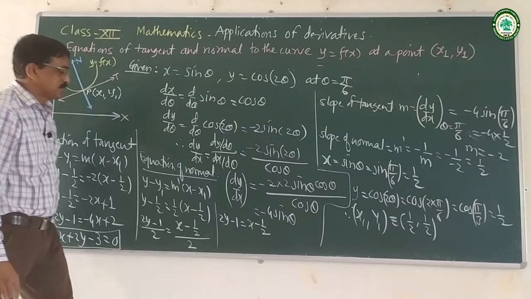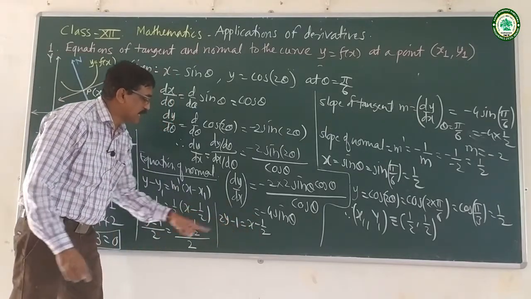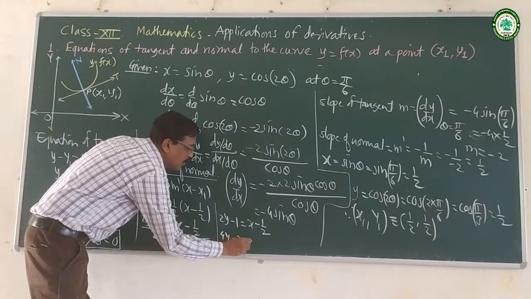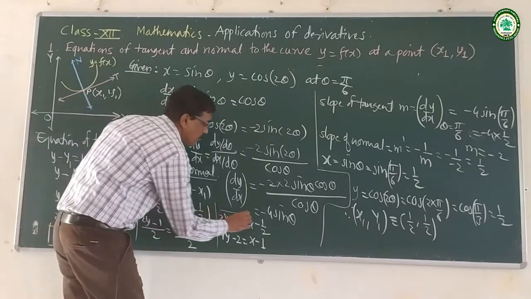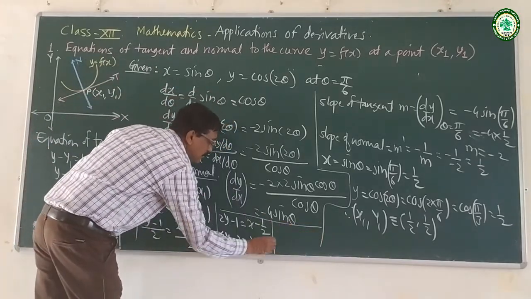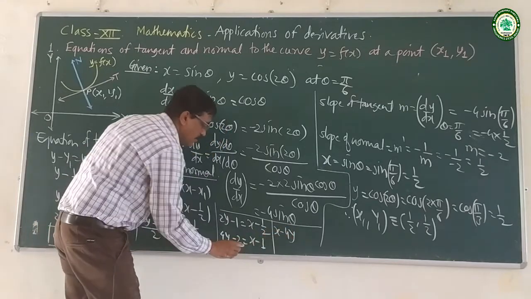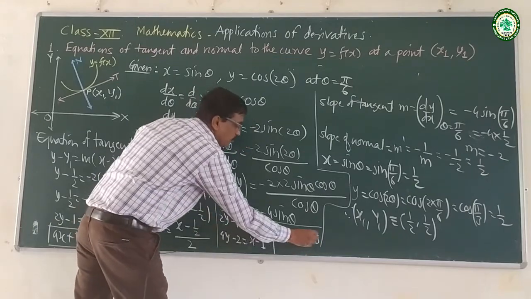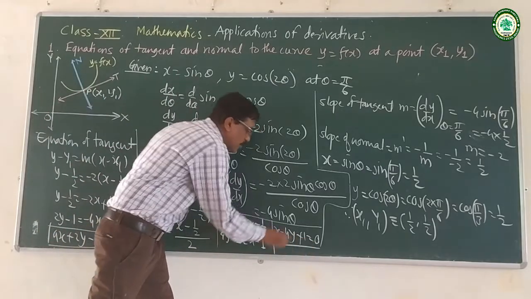Simplify it. So 2 into x, 2x minus 1. Take this 2 to the left side into 2. So 4y minus 2 is equal to x minus 1. So finally it is x minus 4y minus 1 plus 2, it is plus 1 is equal to 0. So this is the equation of normal to the curve.